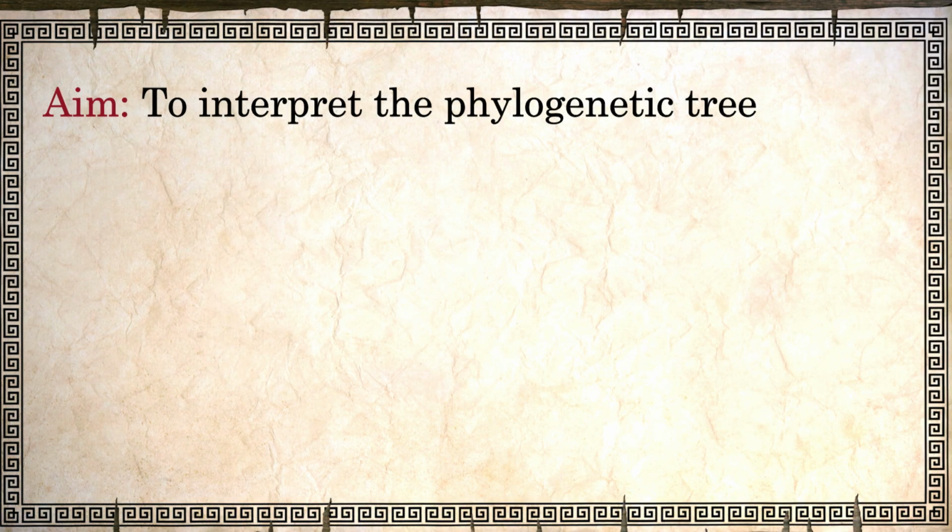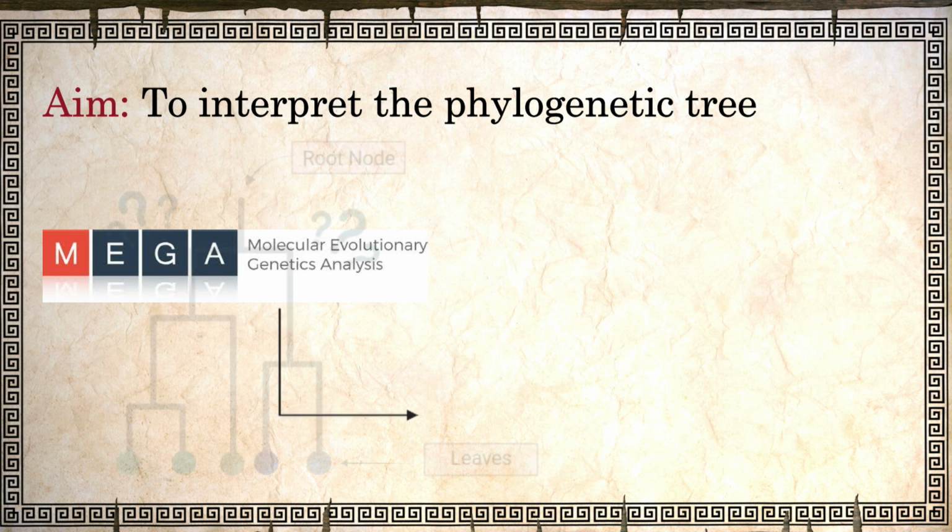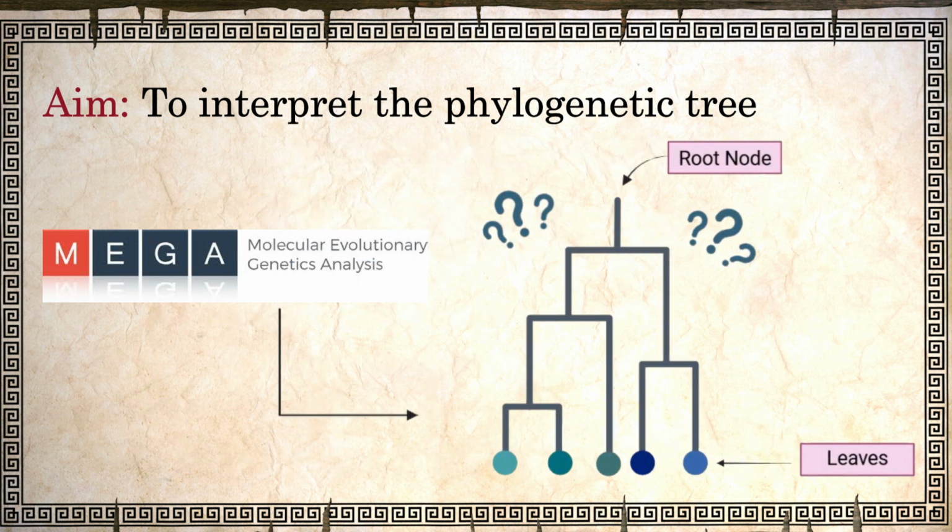So the aim of today's video is to understand and interpret the phylogenetic tree. In the previous video, we learned to construct a phylogenetic tree using Mega 11 software. If you have missed that video, I recommend you watch it by clicking on the link above. Now in this video, we will discuss how we can interpret the phylogenetic tree obtained from the Mega 11 software.